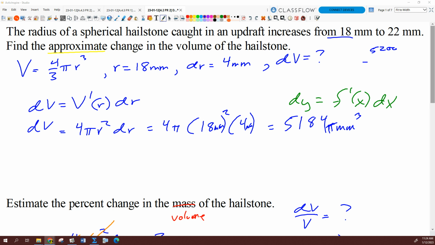Okay, make sense? Is that approximation, what do you think? Is that likely to be super accurate?